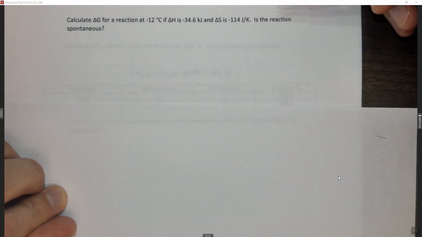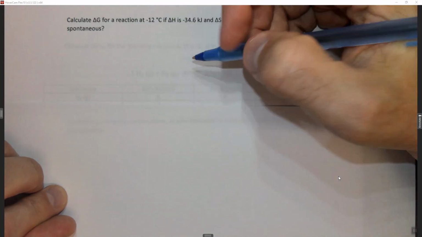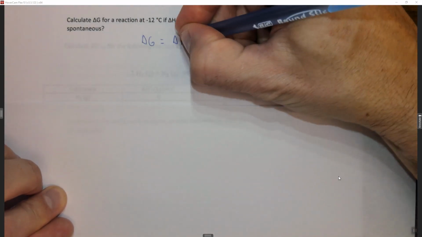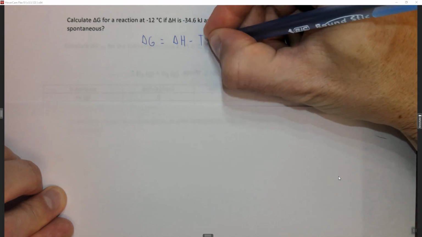All right, so if you haven't watched the previous question, please start with that one. But in the previous question, we had the same numbers. The only difference here is the temperature. So delta G equals delta H minus T delta S.